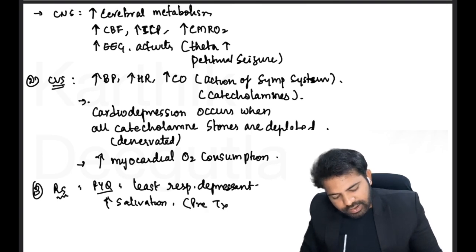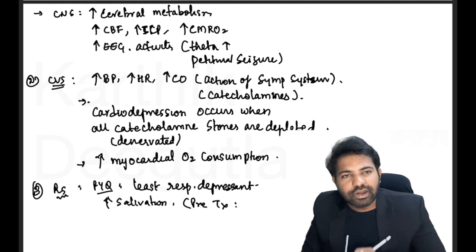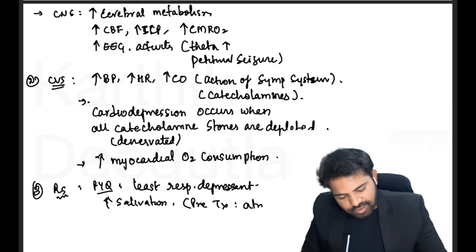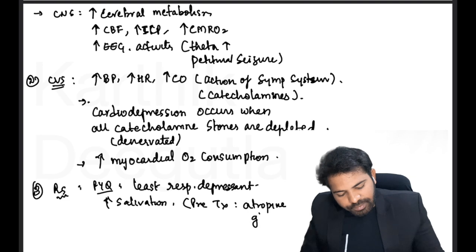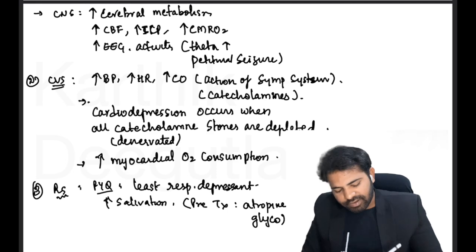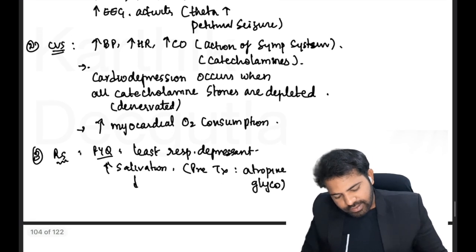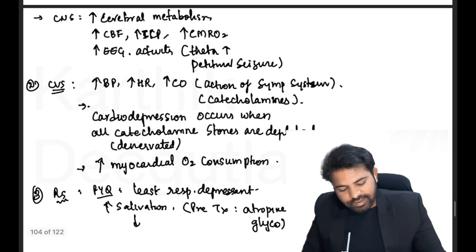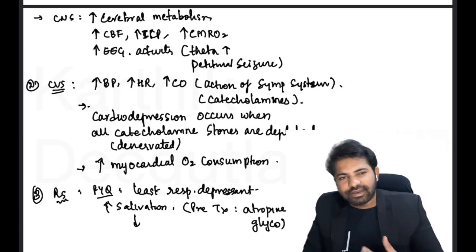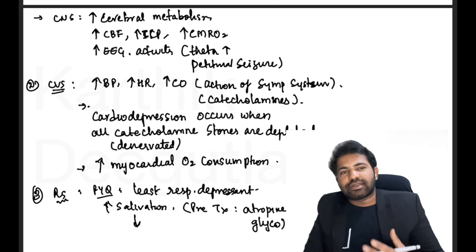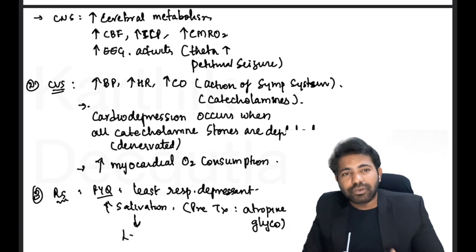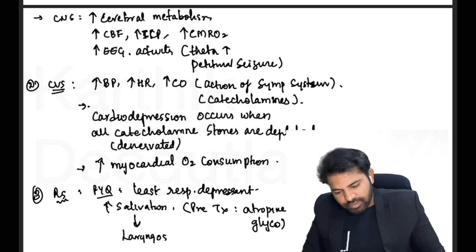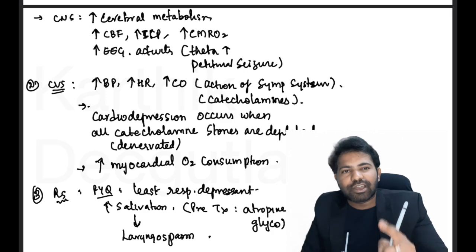So what do you do for that? You pre-treat the patient with atropine or glycopyrrolate, the anticholinergic drugs. Pre-treatment with atropine or glyco will decrease the salivatory effect of ketamine. Also, this salivation increases the amount of secretions, and it can lead to something known as laryngospasm. So pre-treatment with atropine and glycopyrrolate is very important before giving ketamine.